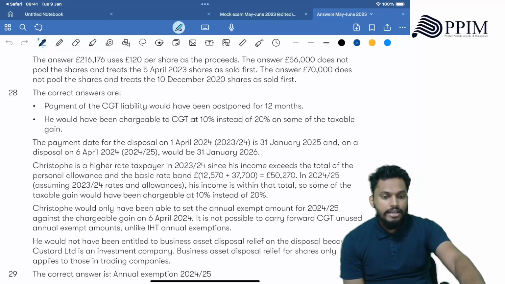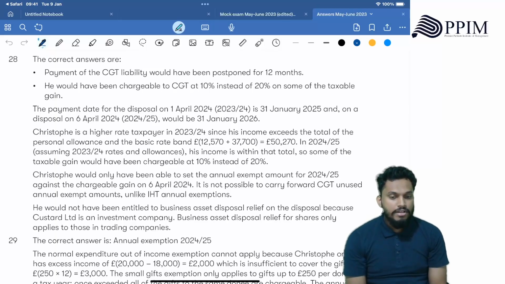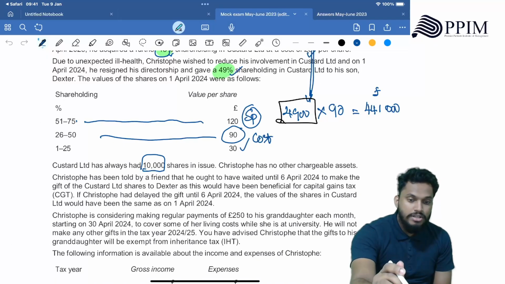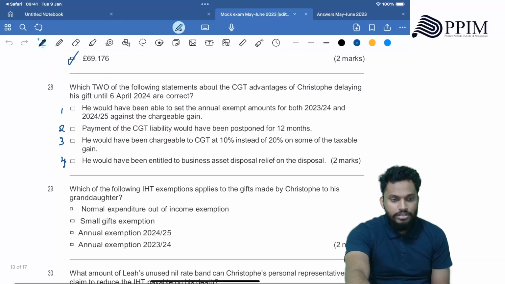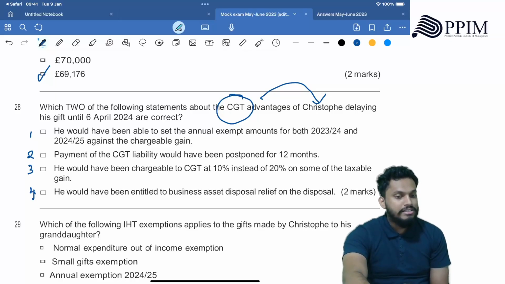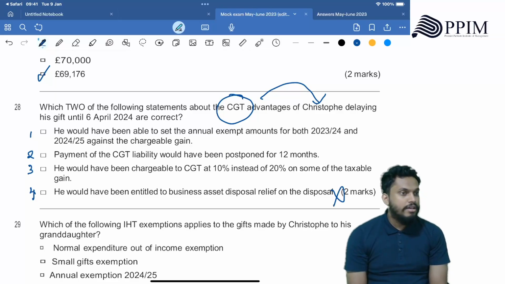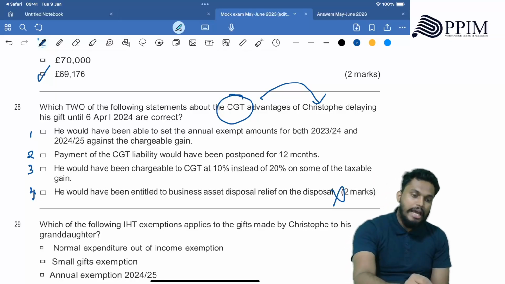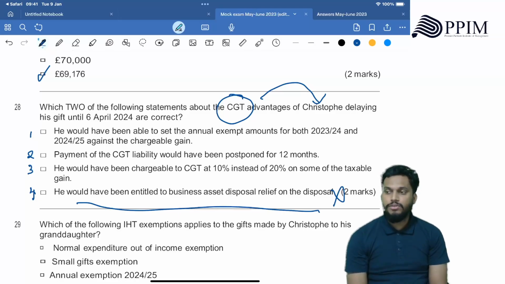Okay, so then they're telling that he would not have been entitled to business asset disposal relief because the gift is an investment in a company. So you're making an investment in a company. It is not qualifying for BADR. Now you read the question and your answers. They're asking which two of the following statements about CGT should be advantageous to Christopher delaying his gift until 6th April are correct. It is not qualifying for BADR because he's selling what? Shares. It's an investment in a company. It is not getting qualified. So it can be an advantage generally because he wouldn't have been entitled to business asset disposal relief. That's one of the advantages for CGT, but that's not the way you need to think to get your answer. You get what I'm trying to say? If that CGT is not there, this one also is correct. First one is also correct. That's what I wanted to say.